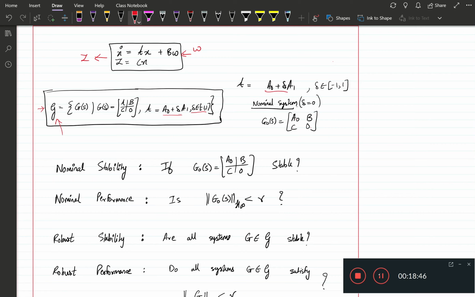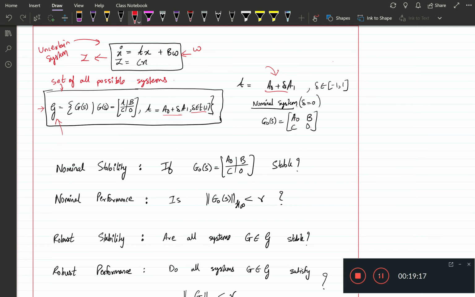And now for such an uncertain system, this one is an uncertain system, and this one is a set of all possible systems within this uncertainty given to us.